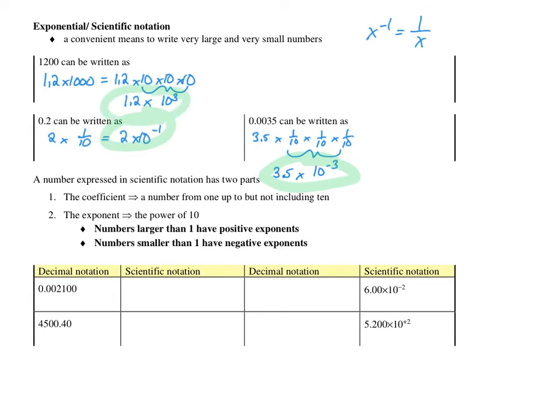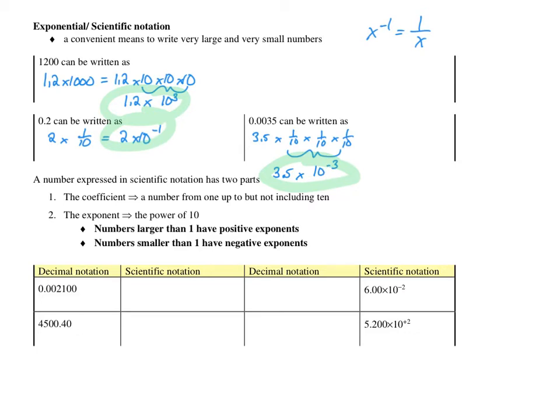If we look a little closer, we see every number written in scientific notation has two parts. It has a coefficient. This is the part in front of the exponential part, and this is a number from 1 up to but not including 10. And the other part is the exponent, the power of 10 to which you multiply your coefficient. I want you to also note here that numbers that are greater than 1 are going to have positive exponents. Numbers that are smaller than 1 are going to have negative exponents.